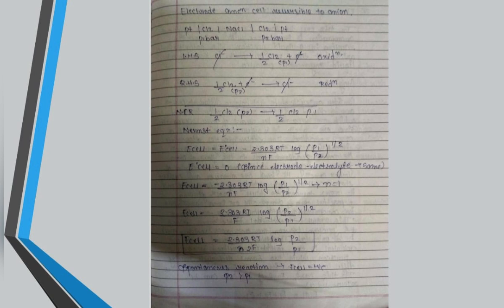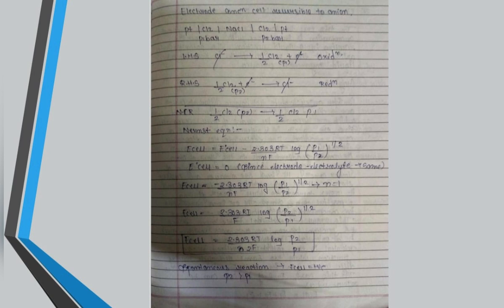Only difference is, my dear friends, the chlorine gas which accepts the electron has P2 bar as the pressure, and the chlorine gas which is going to be formed in the first reaction due to the oxidation reaction has a pressure of P1 bar. So the net cell reaction, on addition of both the reactions, we have half Cl2 and half Cl2 on both the sides, but on the left hand side we have P2 bar, and on the right hand side we have P1 bar.